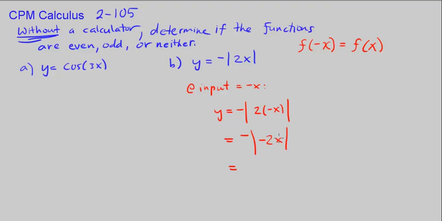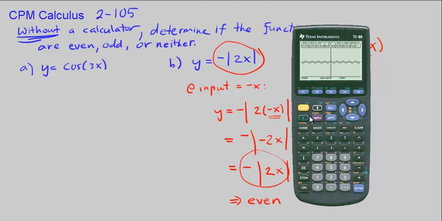We also know that the absolute value of a negative number is just that number, so we could remove any negatives in the absolute value. It doesn't matter the sign because we're always going to have the same thing inside. So again, when we plug in a negative value for x, we're getting the original function. This is the same thing we had here. So that means this one is also even. Okay, so let's graph this one and check.